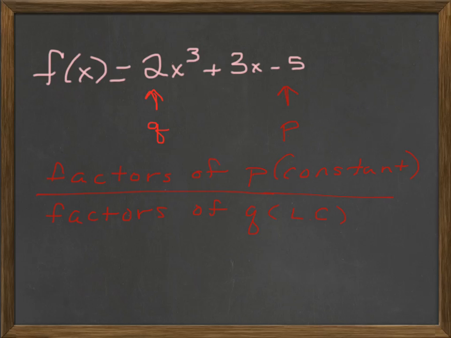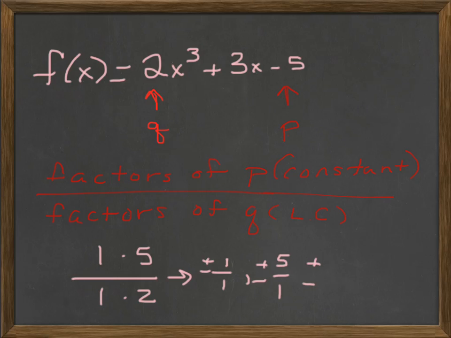Our factors of p are 1 and 5, and our factors of q are 1 and 2. Now, our possible rational roots are going to be all the values, positive and negative. So if we take the first group, 1 divided by 1, we're going to get plus or minus 1. And then we take plus or minus 5 divided by 1. Then we get plus or minus 1 divided by 2. And then finally plus or minus 5 divided by 2.